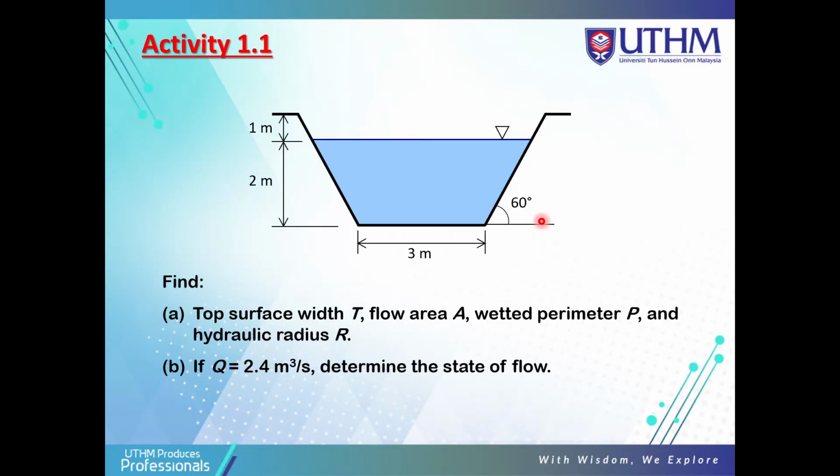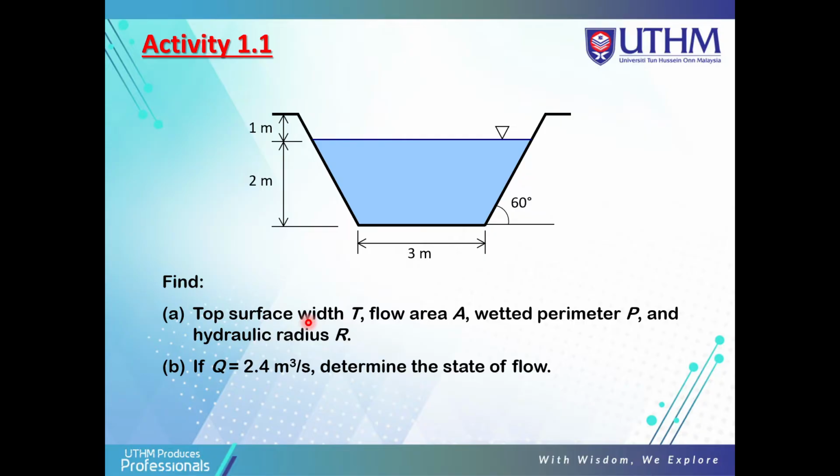Look at Activity 1.1, which is an example. They have a trapezoidal channel where the flow depth Y is 2 meters, the side slope is 1 over Z, and B is 3 meters. For this activity, find the top surface width T, flow area A, wetted perimeter P, and the hydraulic radius R. If Q is equal to 2.4 cubic meters per second, determine the state of flow.